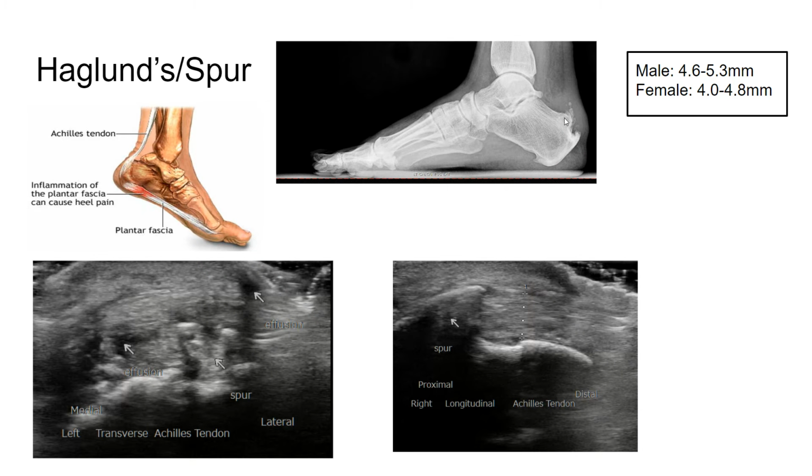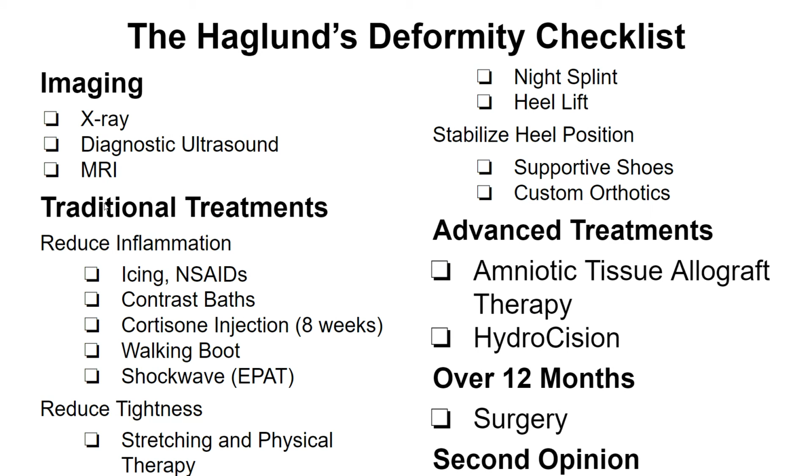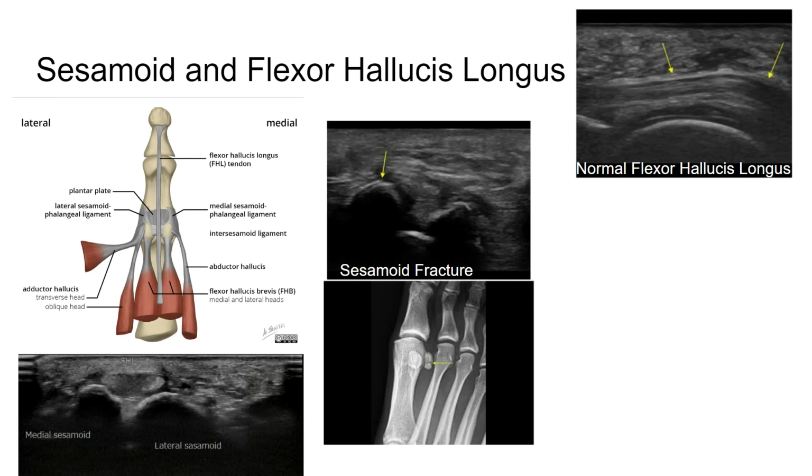Haglund's, or a spur in the back of the heel region. I might do the ultrasound back there as well. Here's some normal ranges. Once again, this is of the Achilles, but we're going to measure that and see if there's any spurs in the back of the heel region, and different types of treatments with physical therapy, heel lifts, things like that for the Haglund's deformity.